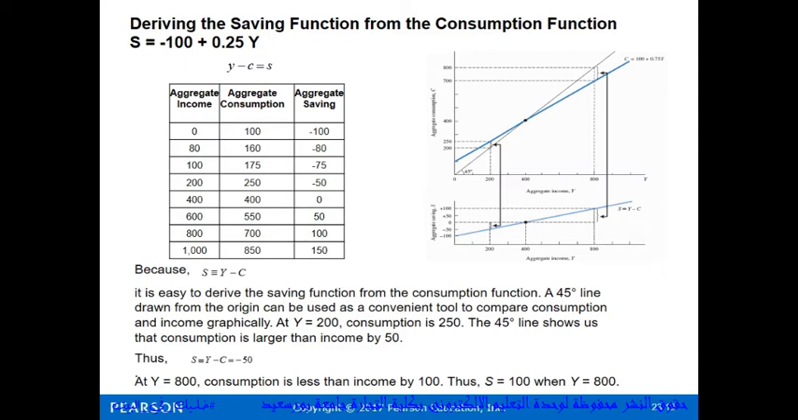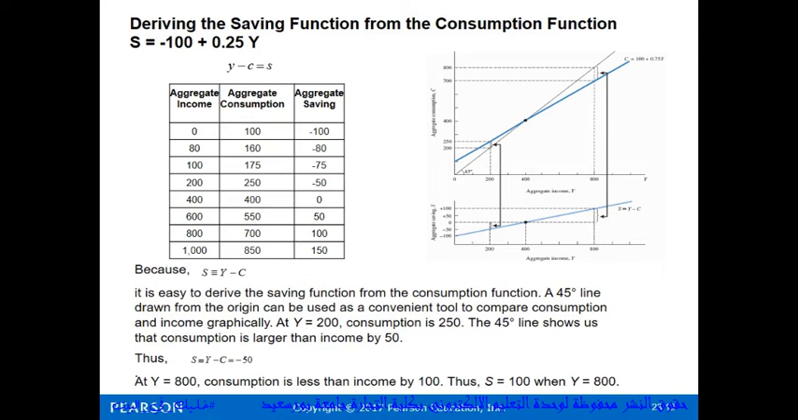Substituting different values for income or y, starting from 0 ending with 1000, we can obtain the value of saving for each of the different levels of income. Starting from 0, if we substitute the value of consumption 100, we find that the corresponding value of saving is minus 100. And note here that minus 100 as a value of saving means that this amount of saving represents what we call dissavings.